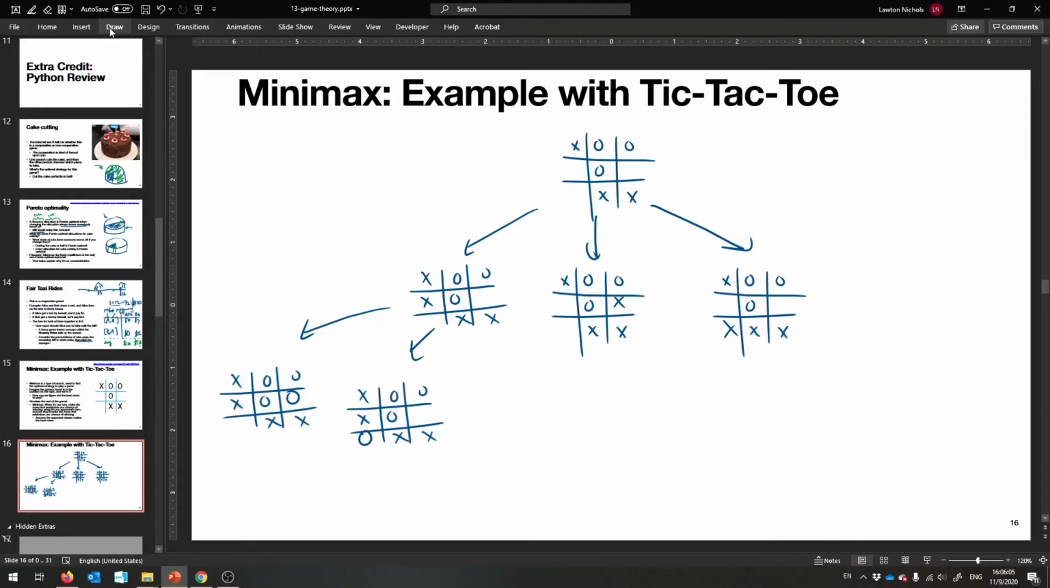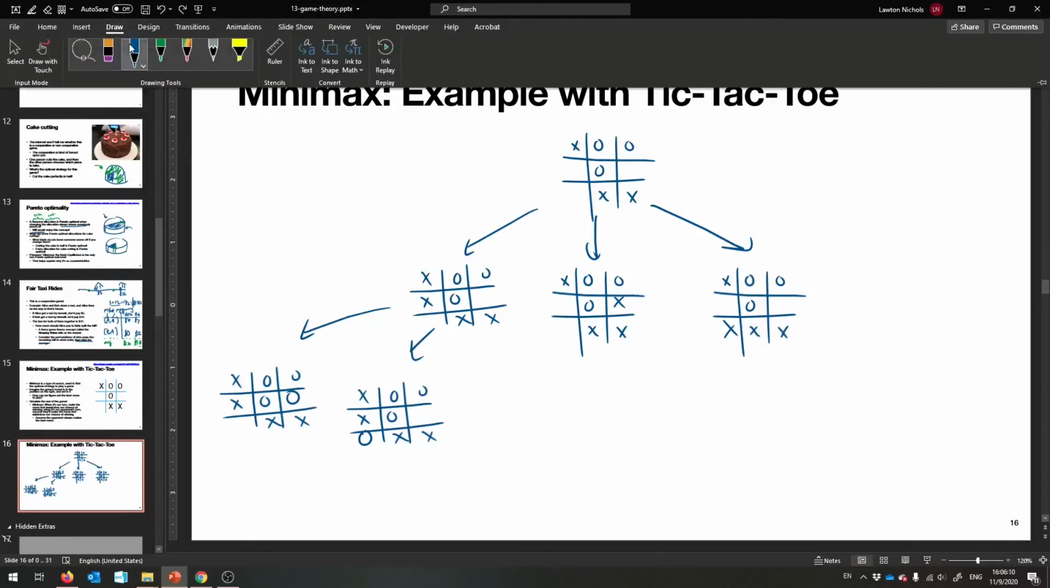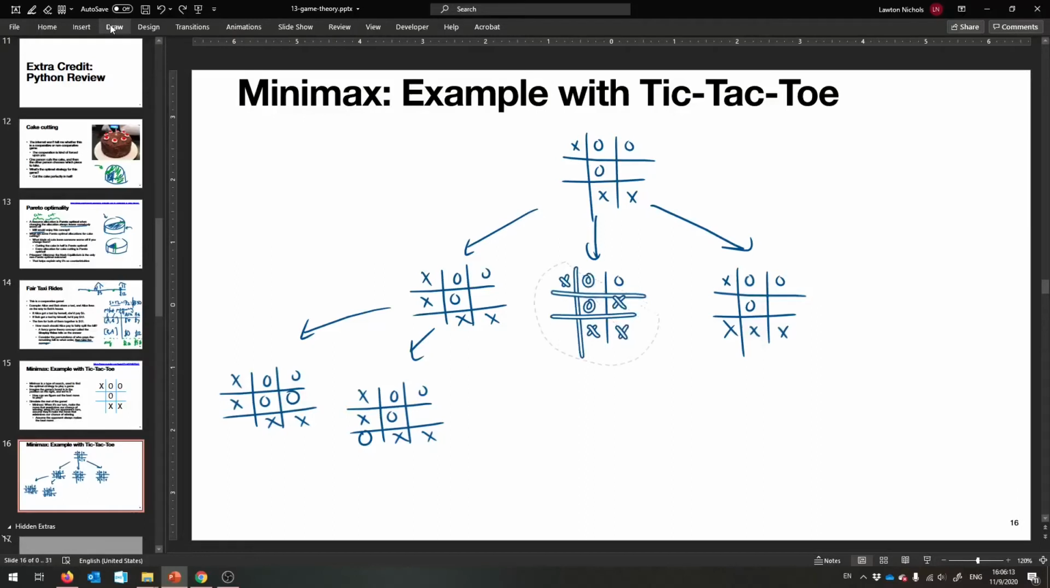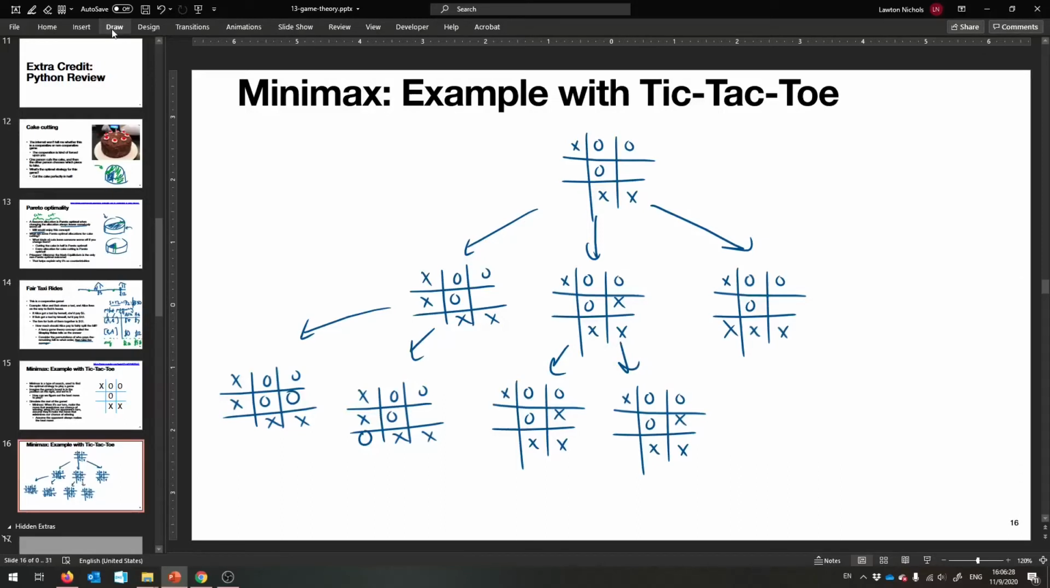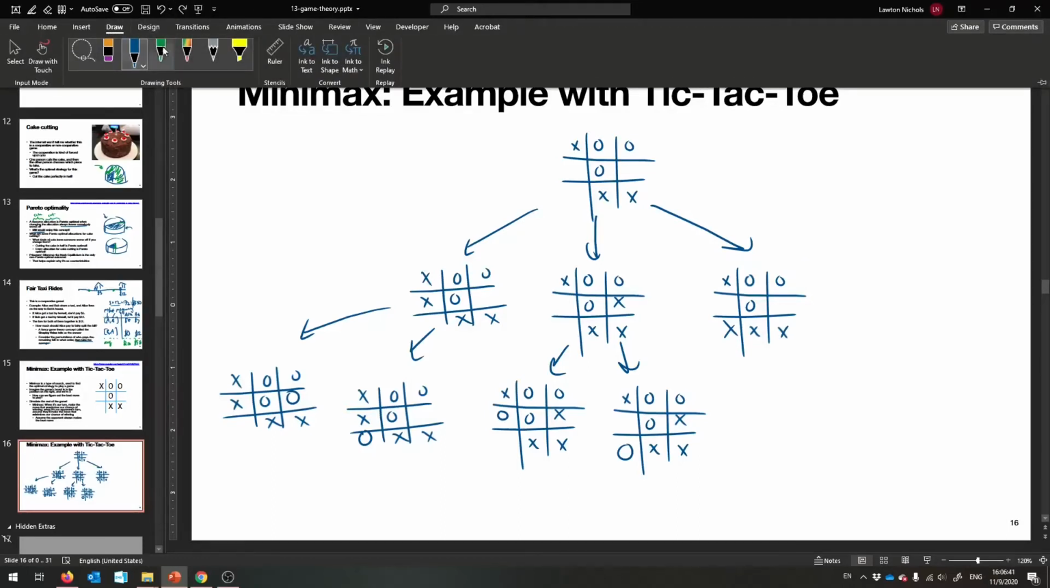And then the opponent could also have two options here. So they have two open spots. So here's what they could do there. The O could have gone right here, or it could have gone right here. Okay, you see that? And then, finally, in this last case, there's actually nothing to do because the game's already over. Okay? So, here's how we do Minimax.